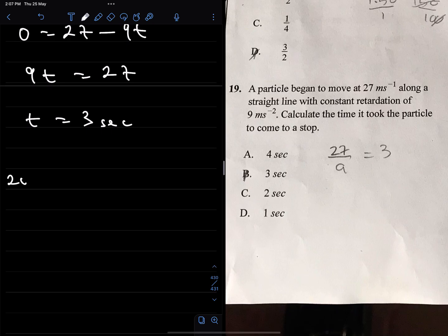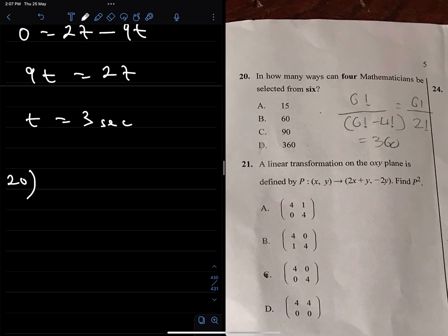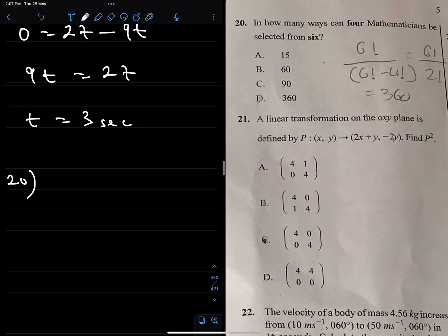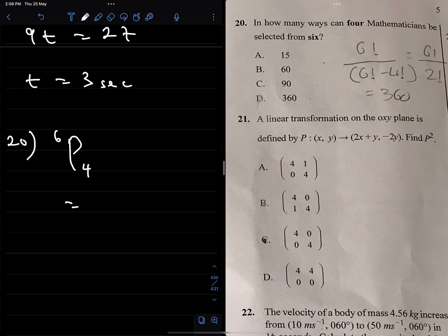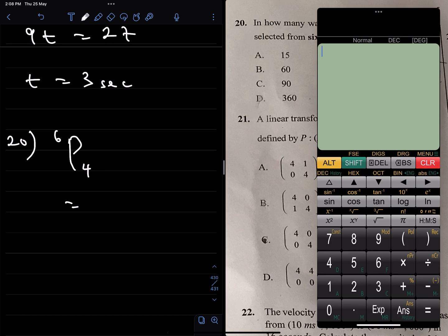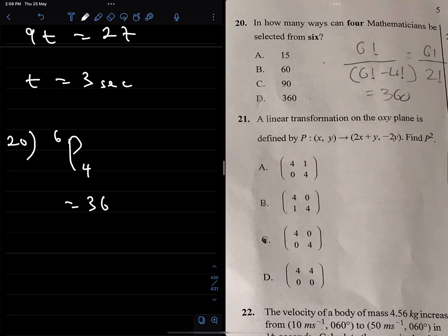That was quite a piece of cake. And the next one is number 20. What does that say? In how many ways can 4 mathematicians be selected from 6? That's 6P4, and we can check that on our calculator. That means the permutation of 6 objects taking 4 at a time. 6P4 is 360, so the correct option is D.